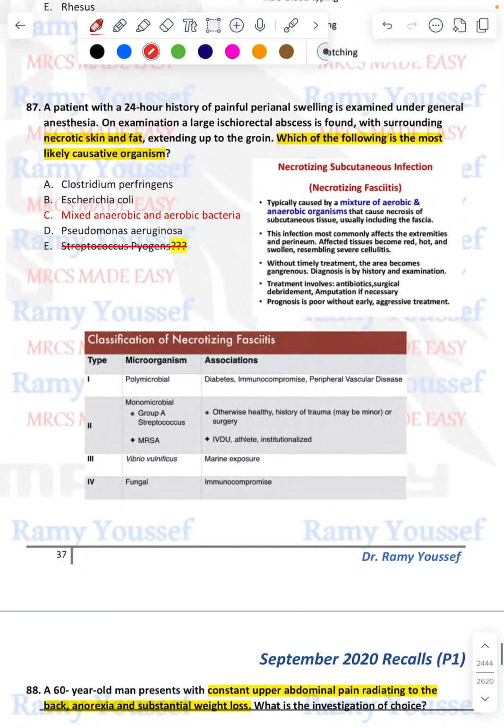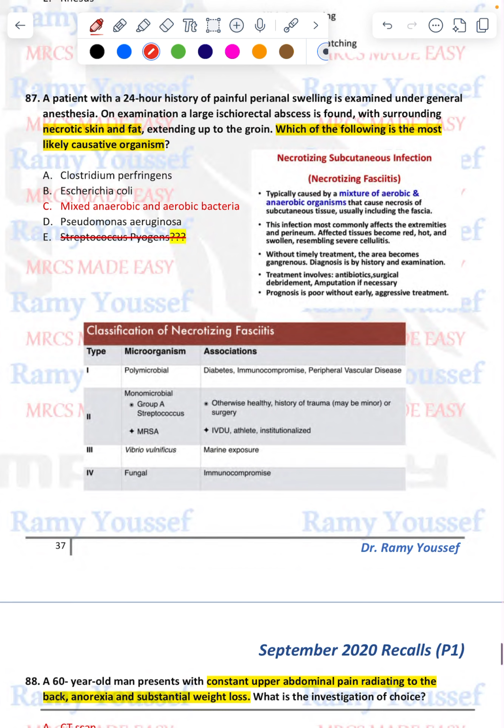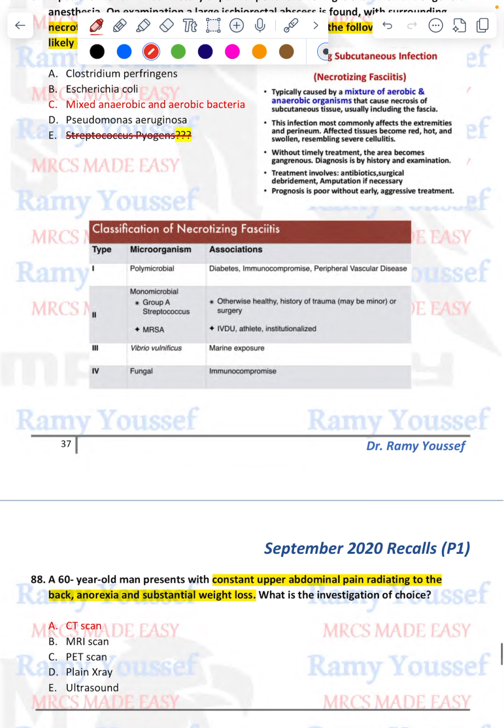A 60-year-old man presents with constant upper abdominal pain radiating to the back, substantial weight loss. What is the diagnosis here? Abdominal pain, radiating to the back, anorexia. So this is constant abdominal pain. Endoscopy can be there, CT scan can be there. Options: CT scan.